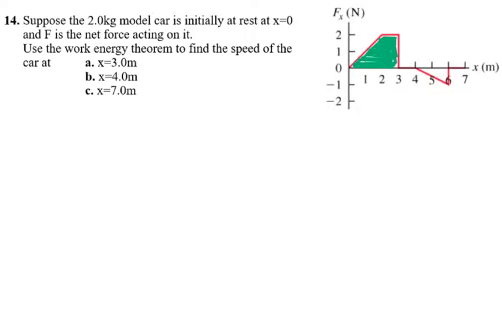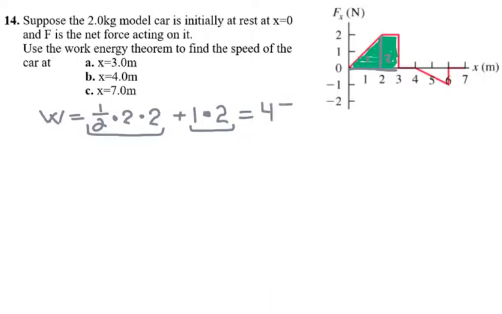So if I want to find the work done on the object, I will say the work is equal to, but I have to break it into two different areas. At first this one, and then the second one. So there's 1 and 2. And the work done on the first one is the area of the triangle, which is 1/2. The base is 2, and the height is 2. And the work of the second one is the base times the height. So I get 2 plus 2. The work is 4 joules.